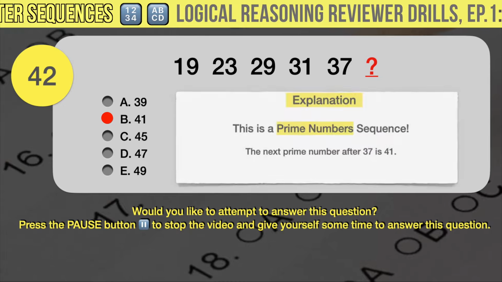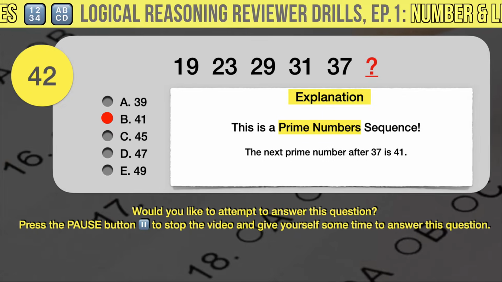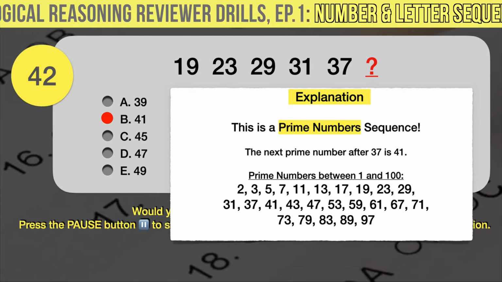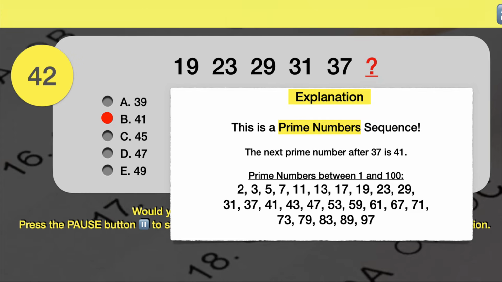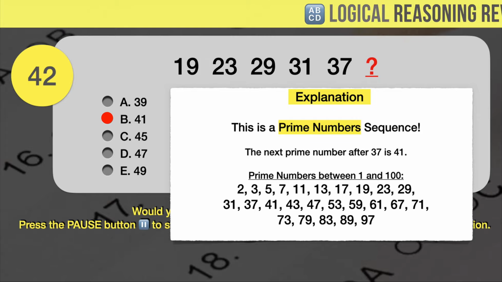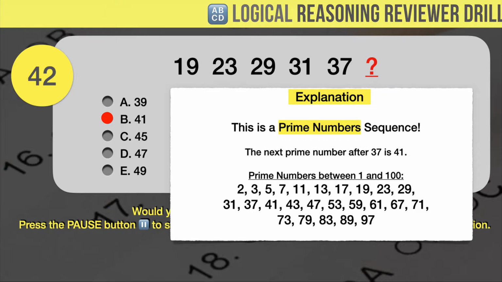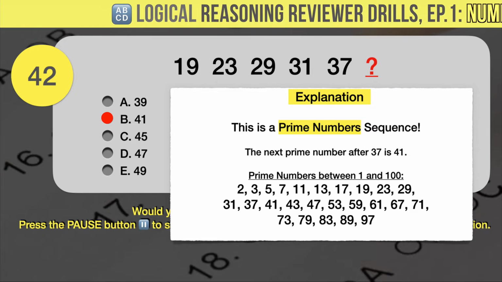41. The sequence is that of consecutive prime numbers. The next prime number after 37 is 41. Here's a list of prime numbers between 1 and 100, there are 25 of them: 2, 3, 5, 7, 11, 13, 17, 19, 23, 29, 31, 37, 41, 43, 47, 53, 59, 61, 67, 71, 73, 79, 83, 89, and 97.